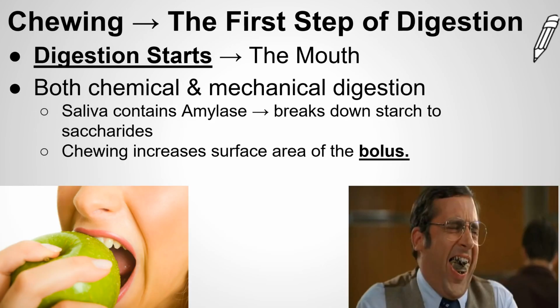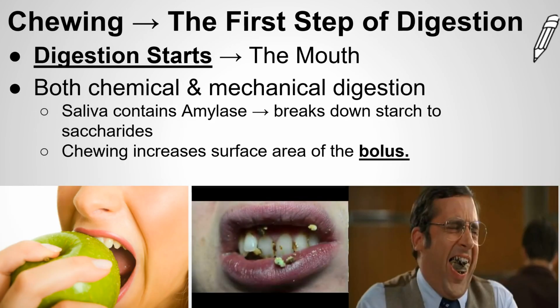Okay, so digestion starts in the mouth. Once you take a bite of food and you start chomping it up into this mass, that right there is now called a bolus. A bolus is basically just the mass of food that's in your mouth, or any mass. And in the mouth, we have both chemical and mechanical digestion. Chemical because we have that salivary amylase, okay, we have the saliva. And mechanical because we're physically chomping and chewing our food, okay?